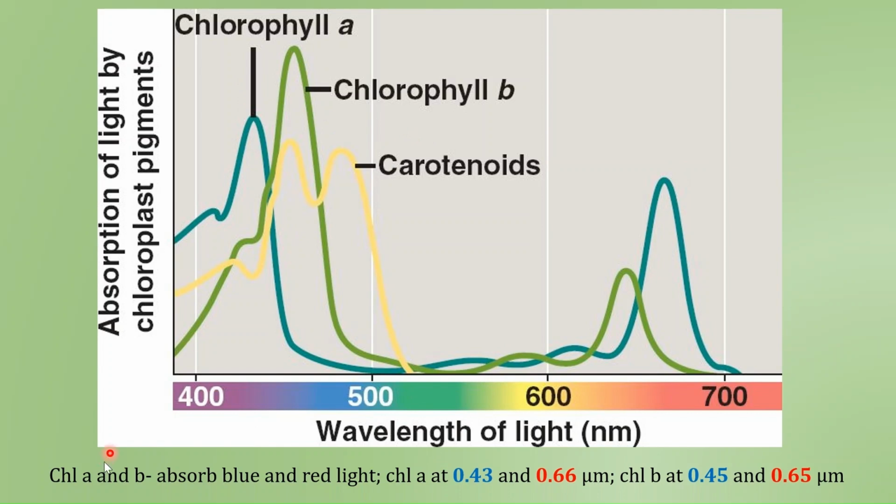Chlorophyll A and chlorophyll B both absorb the blue and the red light. Chlorophyll A has the absorption peak at 0.43 and 0.66 micrometer, while chlorophyll B has the absorption peak at 0.45 and 0.65. So this portion is completely absorbed, and in the blue wavelength range, here also we can see that this portion is getting absorbed. The yellow line is the absorption spectra of the carotenoids. For this we can see we have the absorption mainly in the blue portion. So carotenoids are responsible for reflection in the green and the red wavelength range.